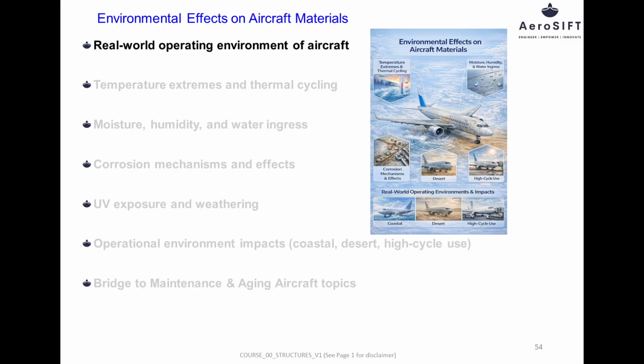Aircraft live in an aggressive, changing environment. They move between hot, sunny ramps and cold, high-altitude cruise, get soaked in rain and salt spray, see dust and sand at desert airports, and suffer repeated pressurization cycles and vibration every flight. These combined stresses, thermal, chemical, mechanical, and radiative, interact with materials in ways that lab tests often don't fully replicate.